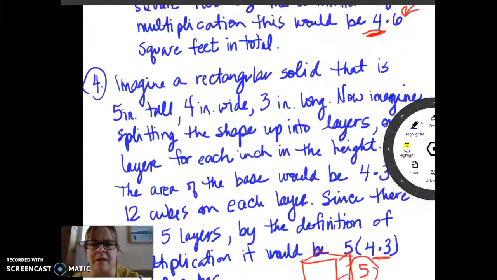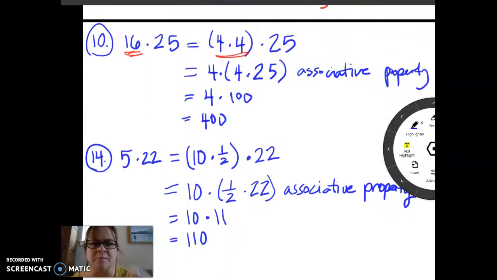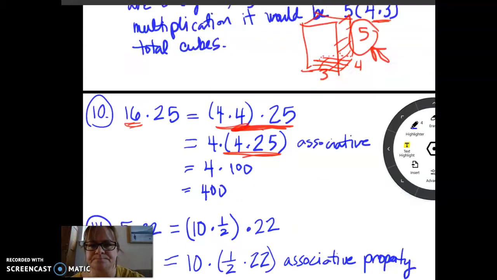So let's go down to number 10. 16 times 25. So I thought of the 16 here as 4 times 4, and then multiplied times 25. Now I'm using the associative property because I'm going to associate this 4 here with this 25. And that's why I'm showing that in the next step, 4 times, and then associate that 4 times 25. This makes it easier to multiply mentally because now I know that 4 times 25, of course, is 100, and I'm just multiplying 100 times 4 to get 400.